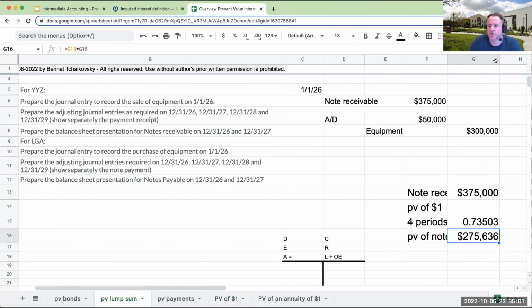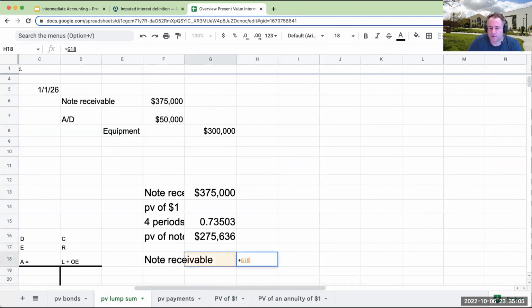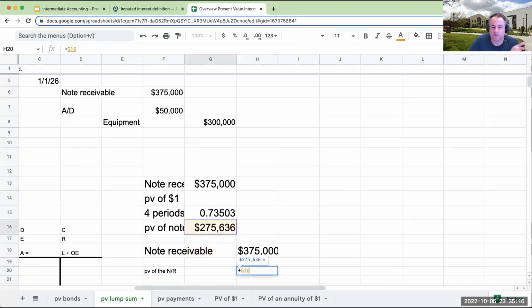So the net amount of the note receivable needs to equal 275,636. So how do I do this? Well, if my note receivable is showing 375 and I need the present value of the note receivable to be equal to 275,636, then I'm going to need a discount of 99,364. So right over here, discount on note receivable.